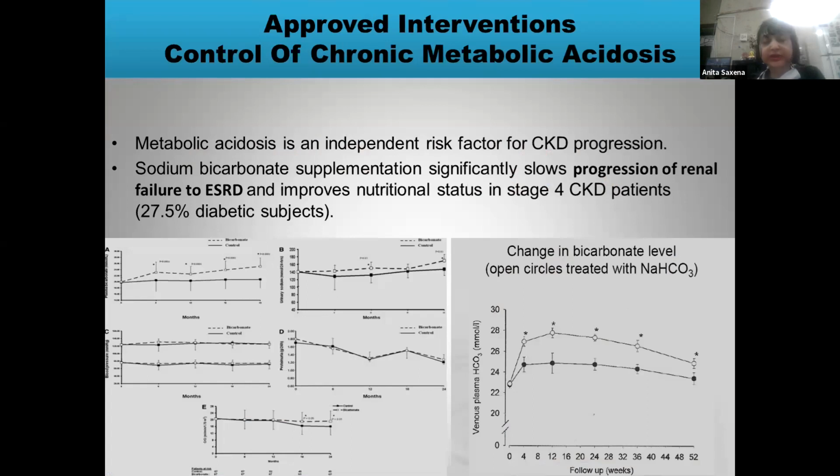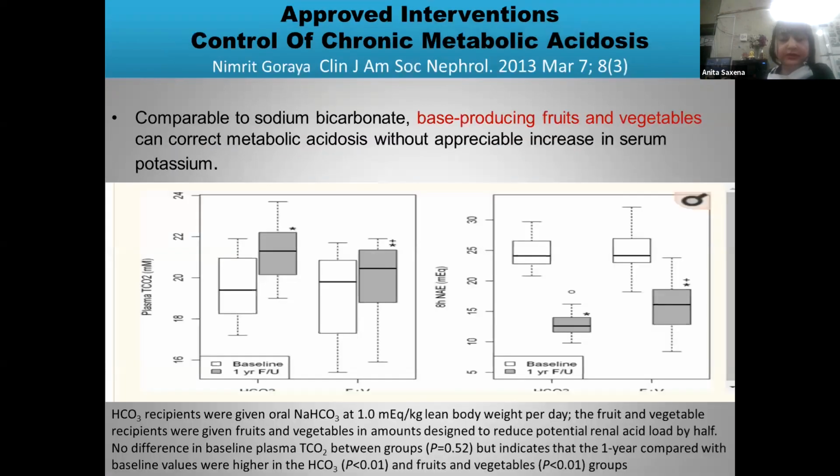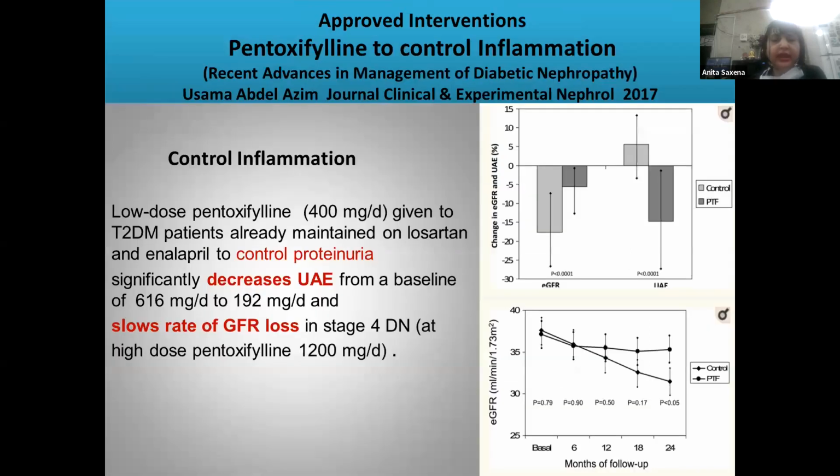Therefore, sodium bicarbonate supplementation significantly slows progression of renal failure to ESRD and improves nutritional status in CKD stage 4 patients. Particularly, studies have shown about 27.5% of diabetic subjects do improve in their metabolic state. Now, comparable to sodium bicarbonate are the base-producing fruits and vegetables, which can correct metabolic acidosis without appreciable increase in serum potassium levels. Now, controlling inflammation is also very important.